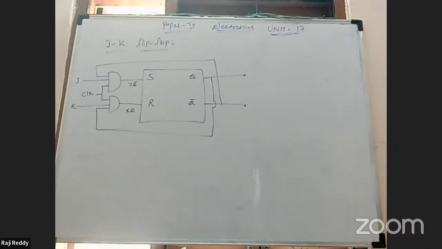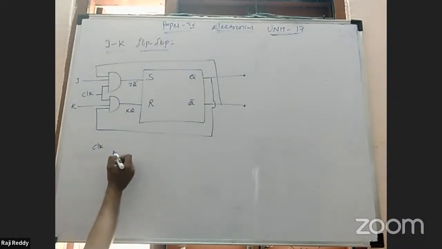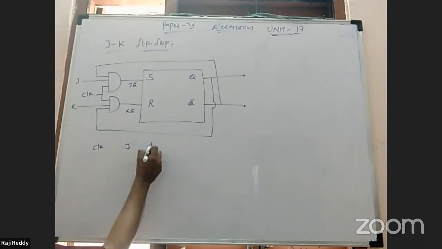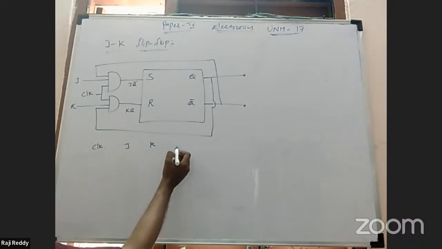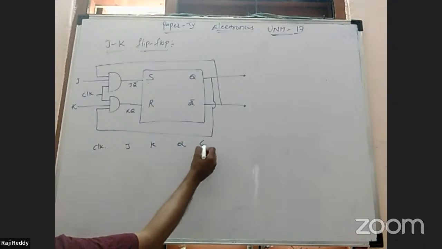In this condition, in this logic, followed by the clocked JK flip-flop truth table, we will discuss below. Up to here, JK flip-flop explanation points. Right. Then next we can give the truth table. First thing is the clock. One input is J, other input is K, output Q and Q dash.